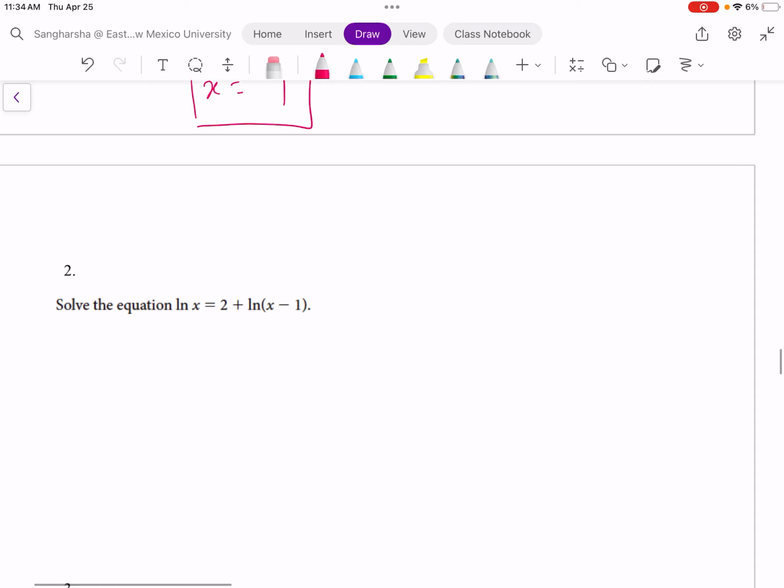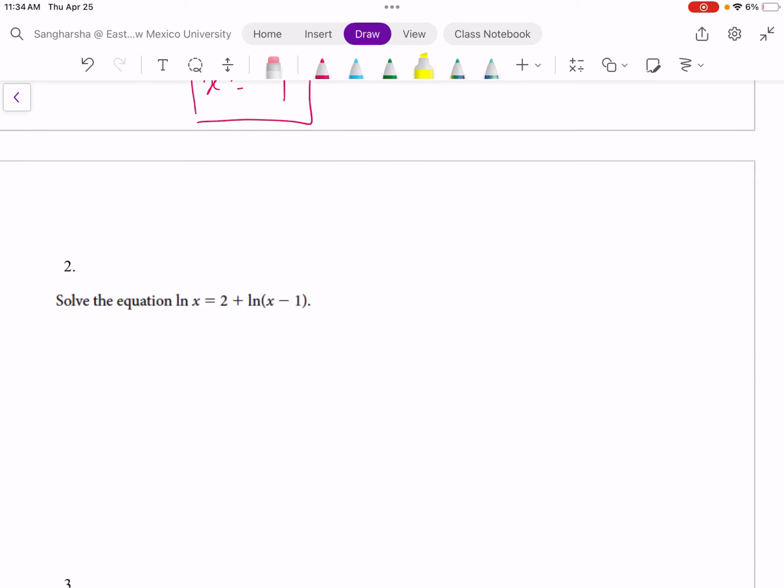Now here, how many log expressions do we have? Ln of x, right? We have ln of x minus 1. So we have 2 log expressions. Now let's collect every log expression in one side. For that we subtract ln of x minus 1 on both sides. So you are collecting every log expression in one side equals to 2. That's the very first step.